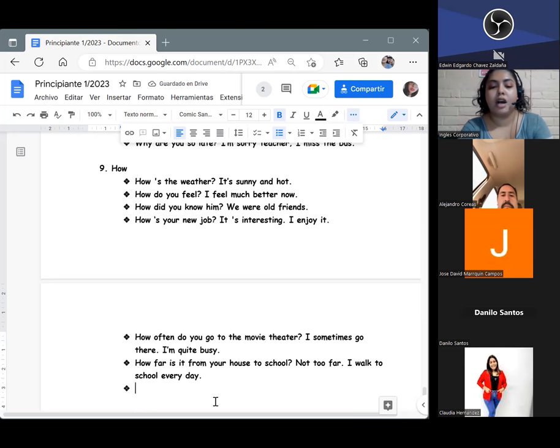How much did it cost? ¿Qué tanto cuesta o qué tanto costó? It cost $4. Imagine that we have this symbol. Tenemos $4. How many people are there in your class?